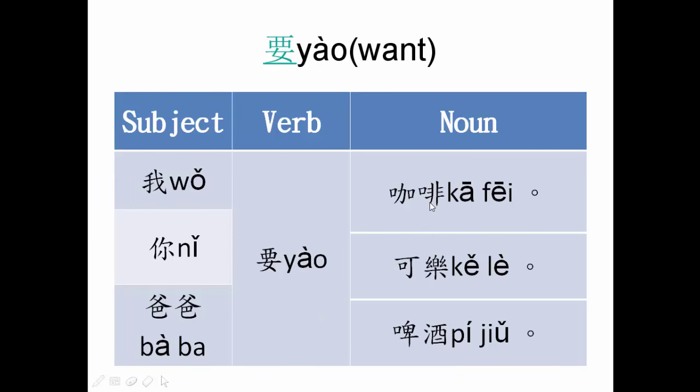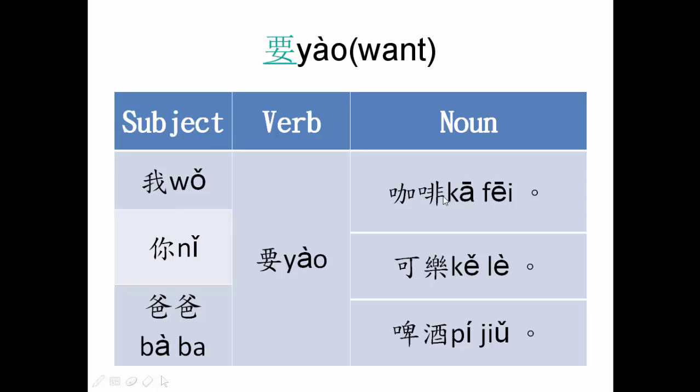Okay. Next one, we're going to talk about 要. 要 means want or to want to. Okay, so now let's see. 要 has the same sentence structure as dōu. If you want to put 要, it's a verb, so we have to put it after the subject.